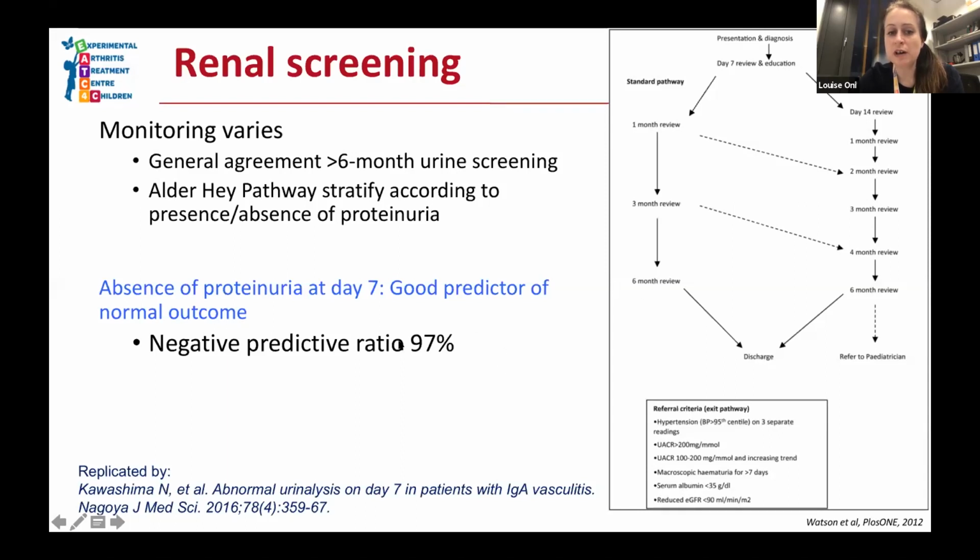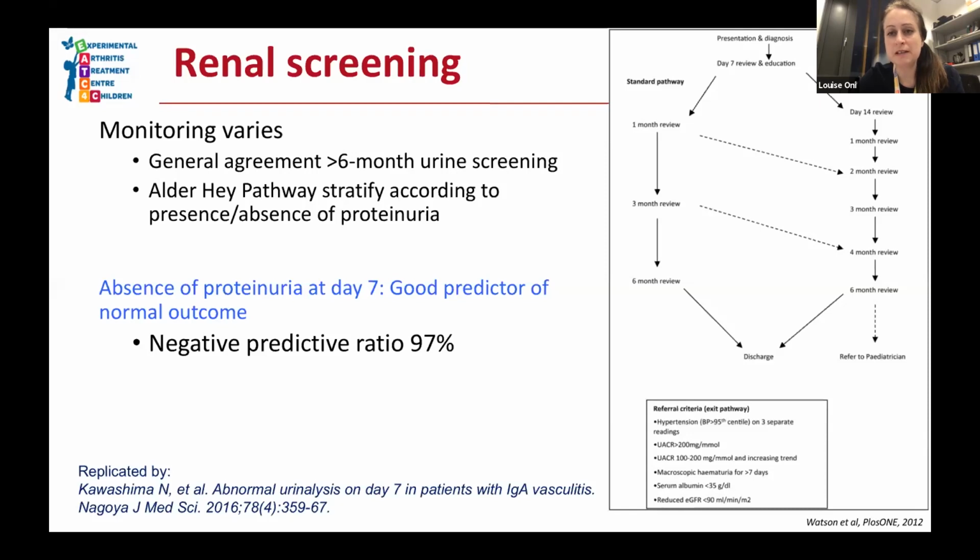And when we looked at our data, we found that a normal urine on day 7 was actually a really good predictor of a normal outcome, with a negative predictive value of 97%. And more recently, this has been replicated by a bigger cohort of patients, and they also validated this finding that a normal urine at day 7 is a good predictor of a normal outcome.